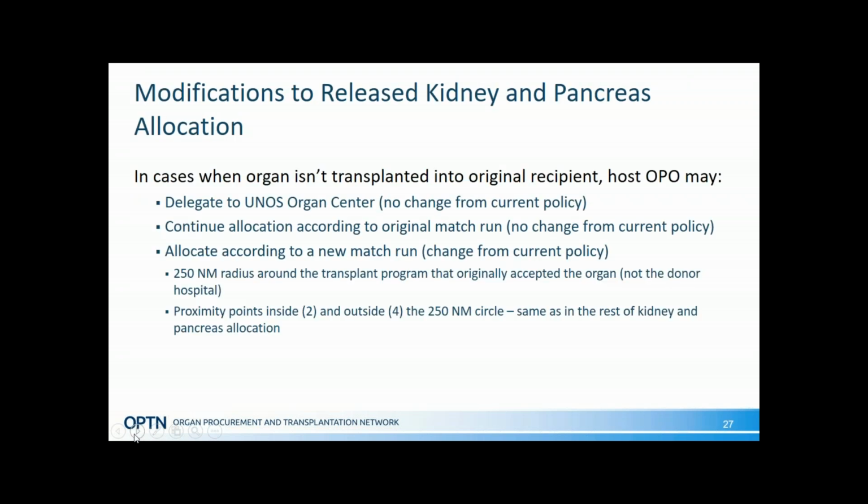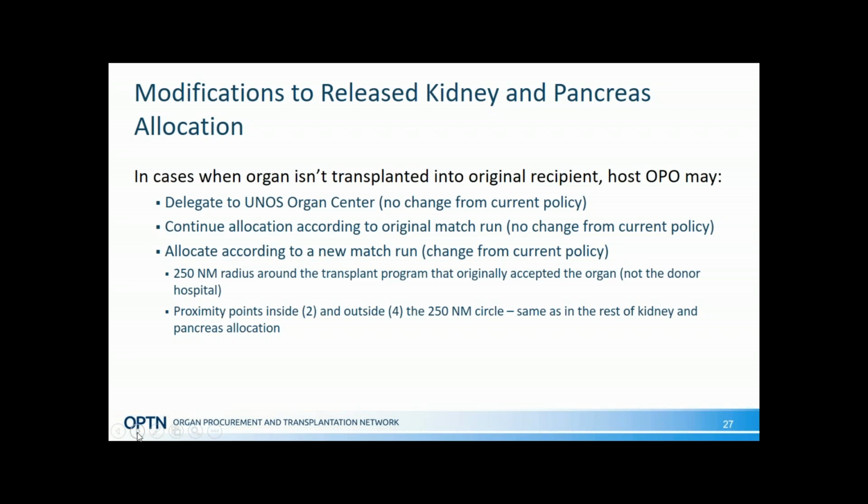The next proposal that we'll look at today are modifications to release kidney and pancreas allocation. So in cases when an organ isn't transplanted into the original recipient, the host OPO with this proposal would be able to delegate to the UNOS Organ Center, which is no change from the current policy, or continue allocation according to the original match run, which is also not a change to the current policy.